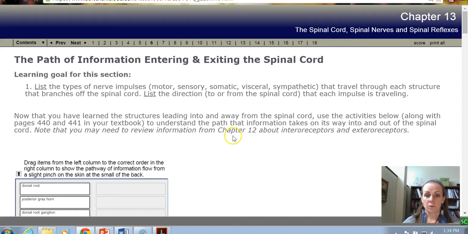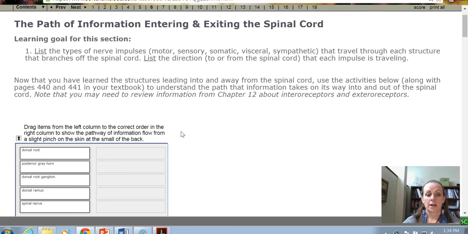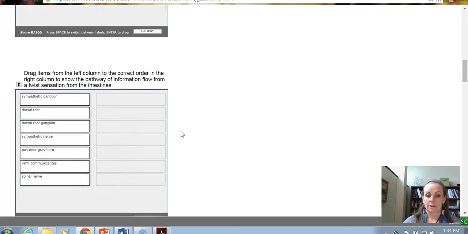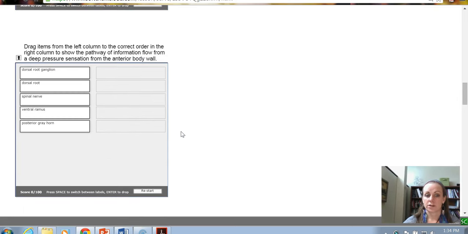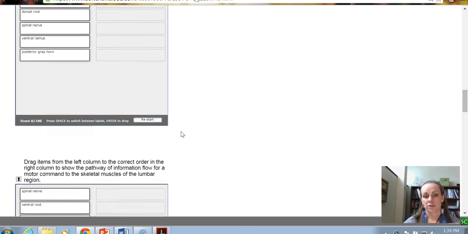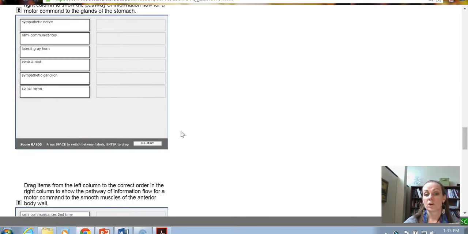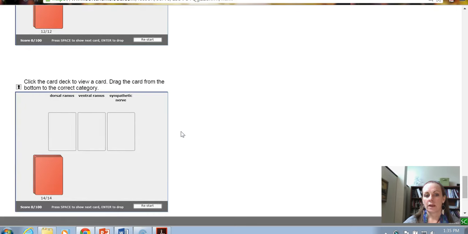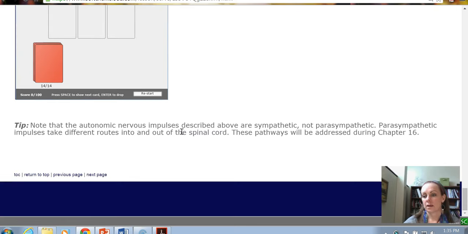The last thing that I'd point out is that on page 6 of your homework, there are a number of activities that help you practice getting this information in the correct order. So this is essentially an electronic version of those worksheets that you just had that will help you go through this same information.